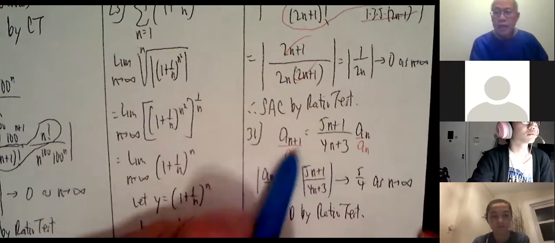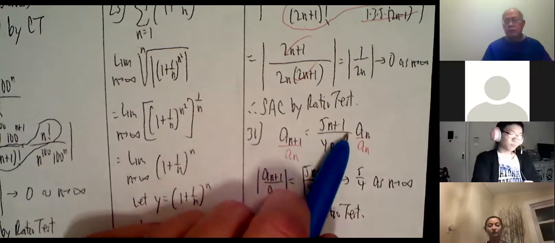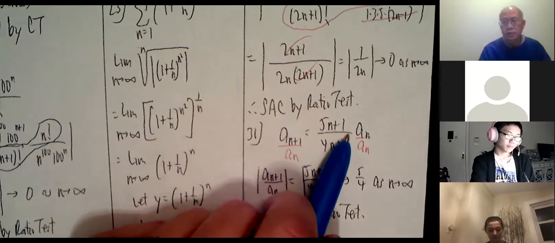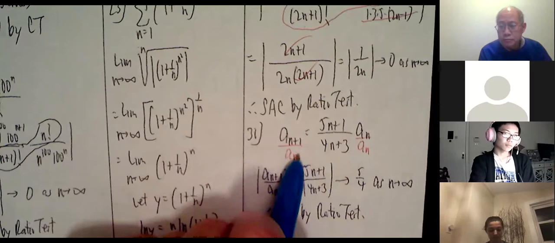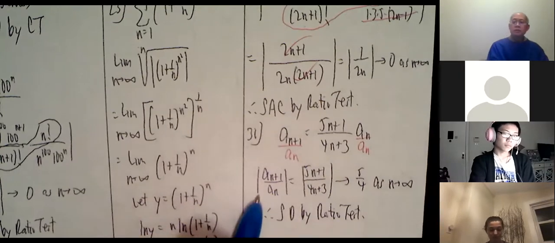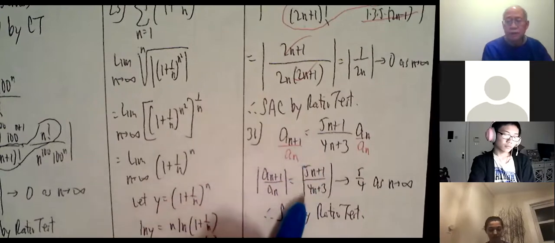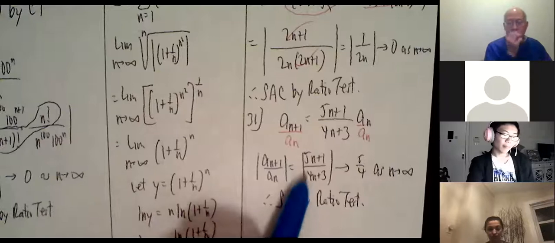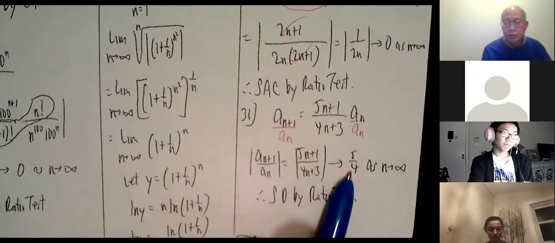Okay, so here's the important thing, that a sub n plus 1 is 5n plus 1 over 4n plus 3 a sub n. We don't really care that we're starting at 2 or whatever, because we're always talking about what happens in the long run. Okay, divide both sides by a sub n. It looks like this. It's 5n plus 1 divided by 4n plus 3. Okay. And when n goes to infinity, that approaches 5/4.